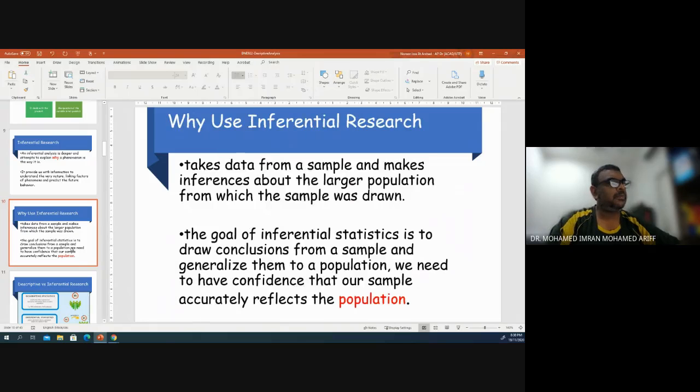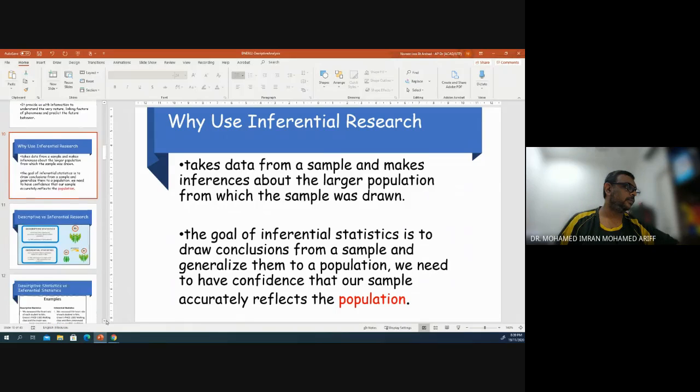Takes data from sample and makes inferences about the larger population. Macam soalan Azrul tadi. Ambil sampel daripada population. Population you 1000, ambil sampel. And from that sample, you want to find out something. And from that result pada sampel itu, you nak generalisekan balik kepada population tadi untuk reflect. That's why point nombor 2 ni, bahagian last tu, we need to have confidence that our sample accurately reflects the population.